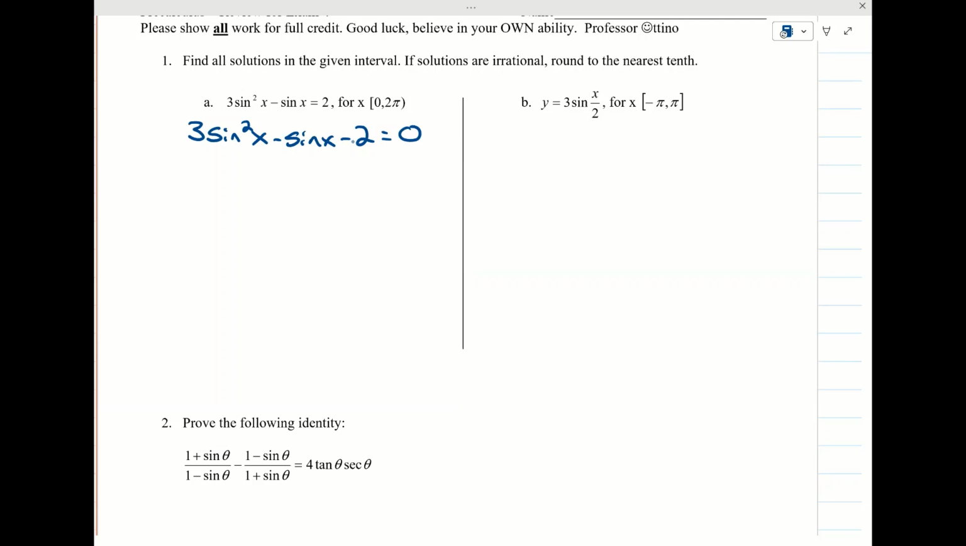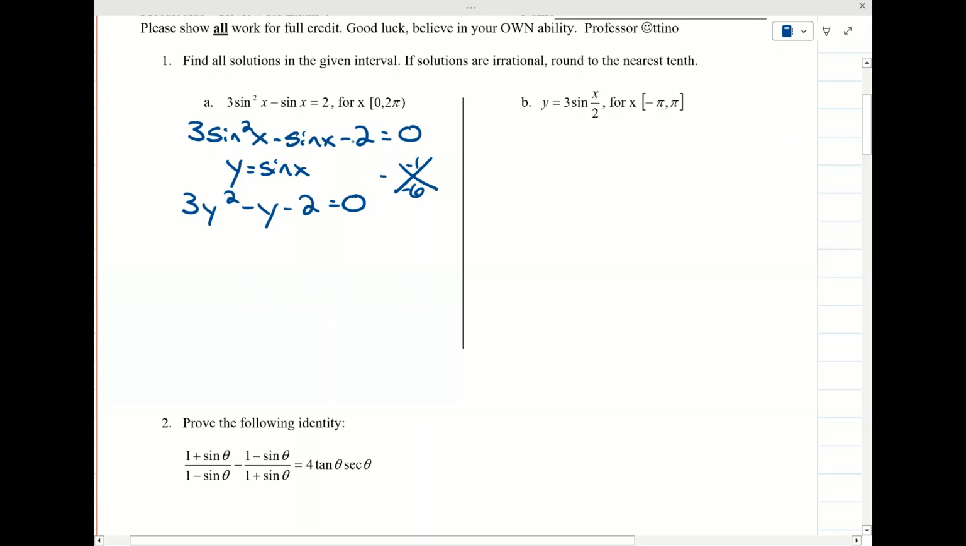And then we talked about replacing sine of x with y, so we could easily factor this. So 3y squared minus y minus 2 is 0. Factoring, we said you multiply the first and the last numbers together to get -6 and add up to -1. So -3 and 2 would do the job here. So we get 3y squared minus 3y plus 2y minus 2 equals 0.